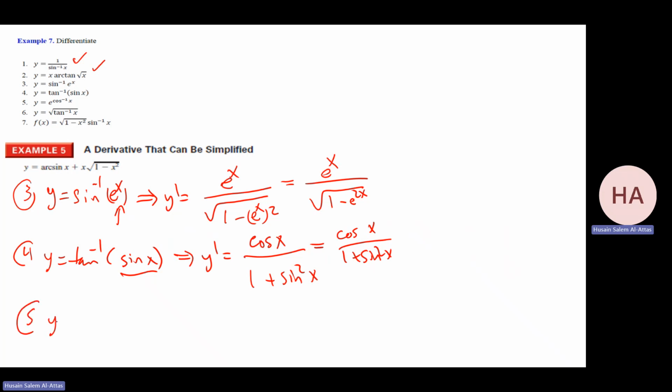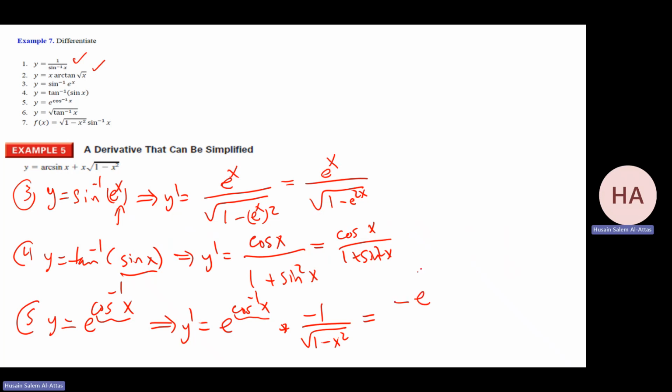Number 5, y equals e to the power cosine inverse of x. So y prime is e to the cosine inverse of x, this is u, times the derivative of u, which is minus 1 over the square root of 1 minus x squared. So that will give me minus e to the cosine inverse of x over the square root of 1 minus x squared.